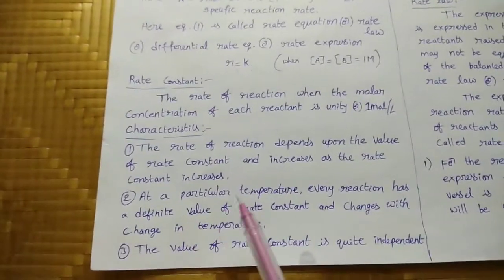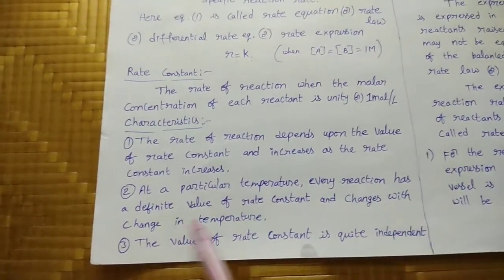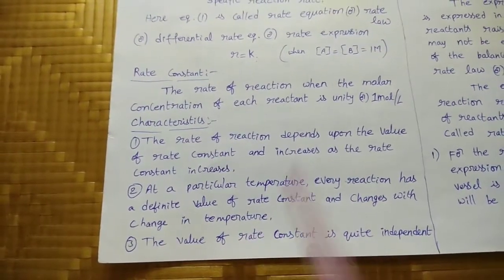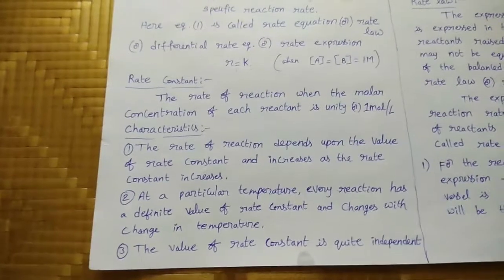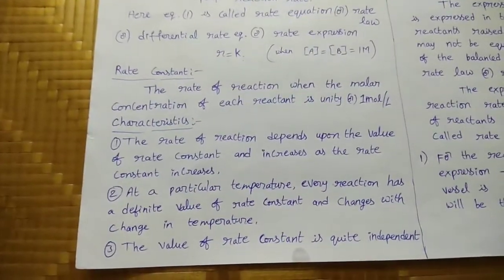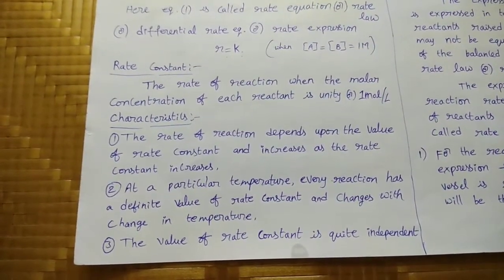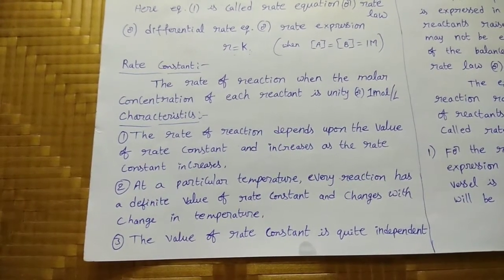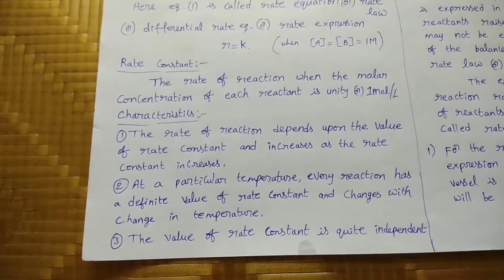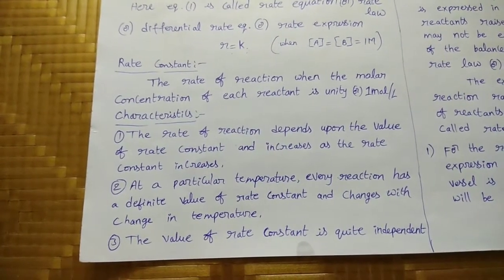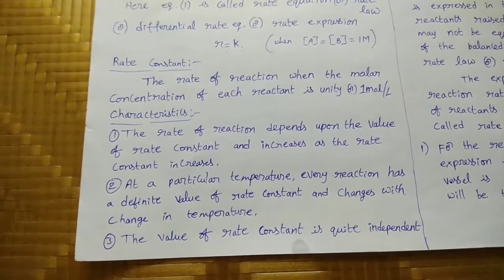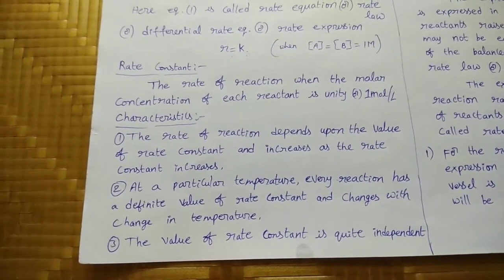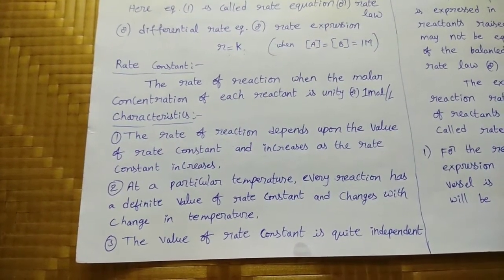Next, at a particular temperature, every reaction has a definite value of rate constant, and it changes with change in temperature. At a particular temperature, every reaction has a particular rate constant value. If we change the temperature, then the rate constant also changes. That means for the same reaction, at low temperature there is one rate constant value, and at high temperature there is another rate constant.